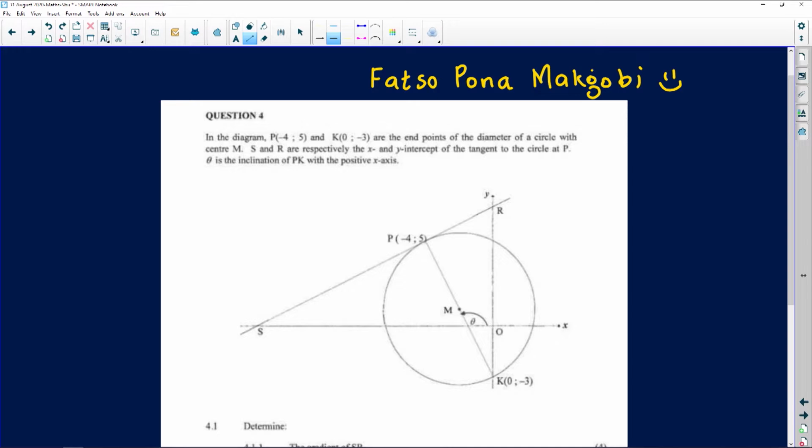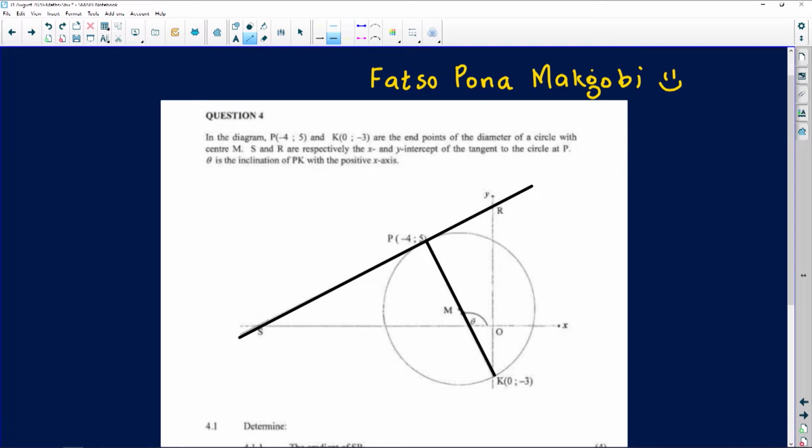It says, in the diagram, point P with coordinates -4 and 5 and point K with coordinates 0 and -3 are the end points of a diameter. So it means that this line here is a diameter. Very powerful, okay? Right, of a circle with the center M. S and R are respectively the X and the Y intercept of the tangent to the circle at point P. So we've got a tangent now. This is going to be our tangent that runs from point S through point R.